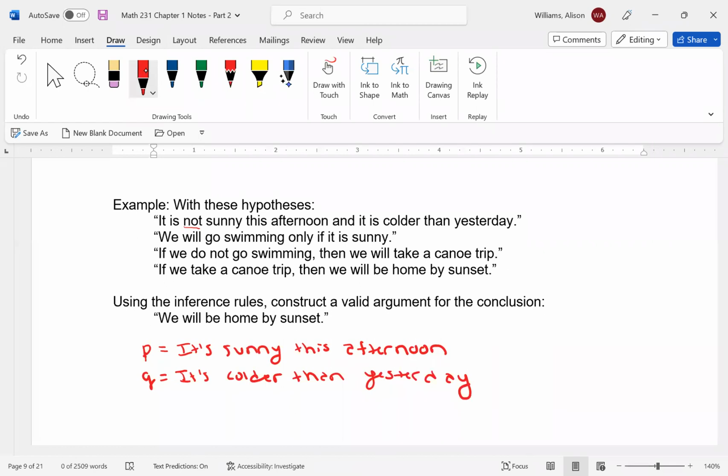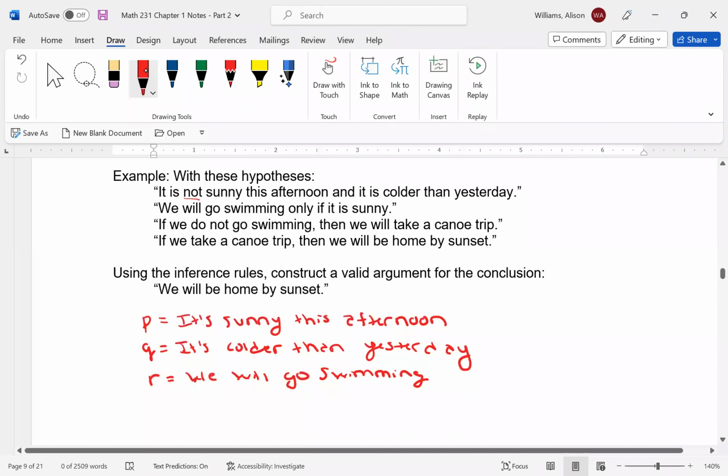Okay. Now we have, we will go swimming. So that's going to be R. We will go swimming, and that's going to happen only if it's sunny. But I already have it's sunny listed as P. If we don't go swimming, which we already have, then we'll take a canoe trip. Okay, there we go. So PQR.